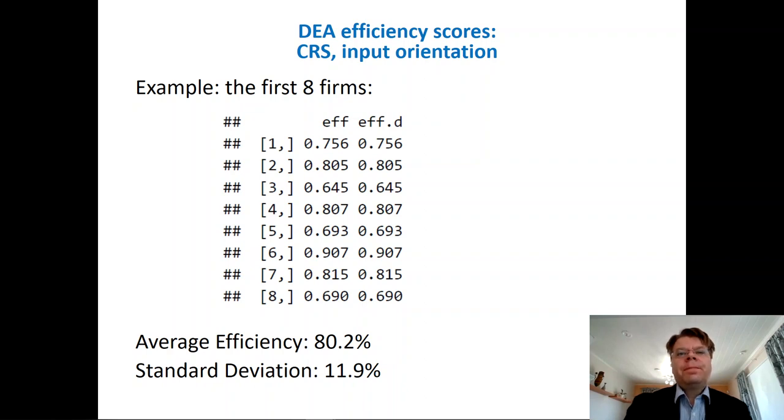If you consider the efficiency scores of all firms in this sample, we can calculate the average and standard deviation. So the average efficiency is 80% and the standard deviation almost 12%. So that would suggest that there is considerable efficiency improvement potential in this sample, but also relatively large variation across different firms.